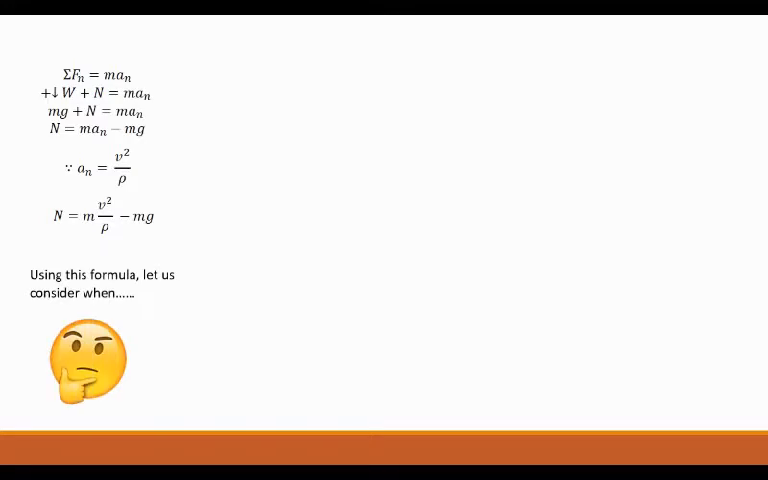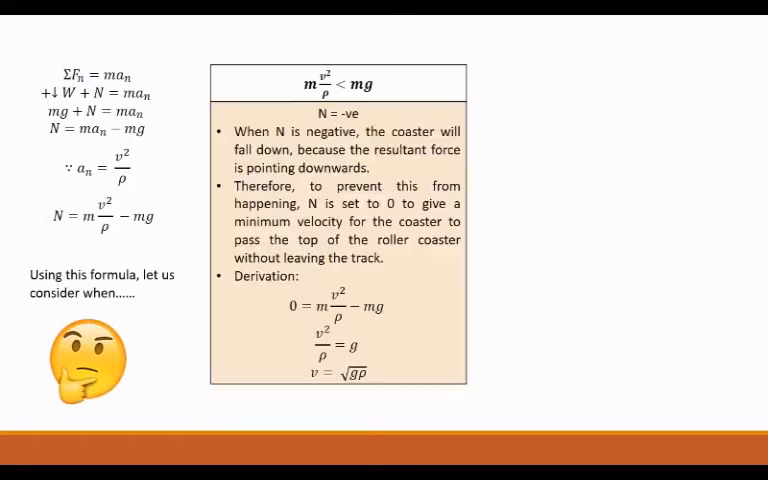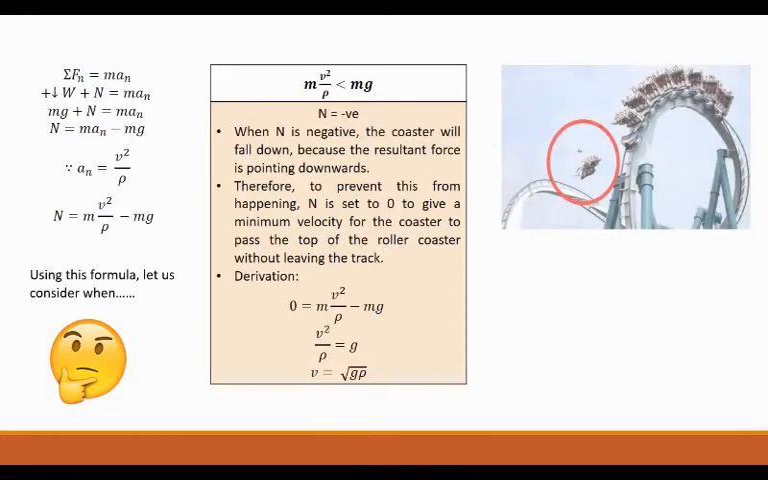With this formula, let us consider when mv squared over rho is less than mg. In this case, after we substitute the values in the formula, we will get N negative. When N is negative, the coaster will fall down. This is because the resultant force is pointing downward. Therefore, to prevent this from happening, the normal reaction is set to be 0 to give a minimum velocity for the coaster to pass the top of the roller coaster without leaving the track.